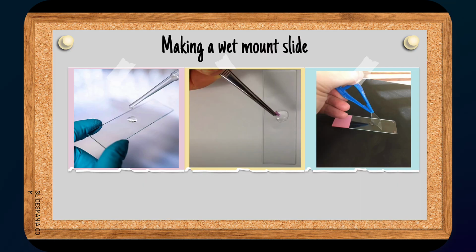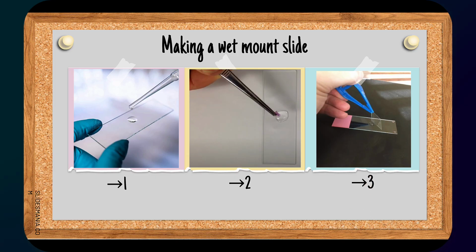The last thing we're going to go over is how to make what's called a wet mount slide. This is how you will mount most things that you will be looking at under the microscope. First thing you'll do is place a drop of fluid, usually water, in the middle of the slide. Then you will use tweezers to position the specimen in the drop of the fluid.